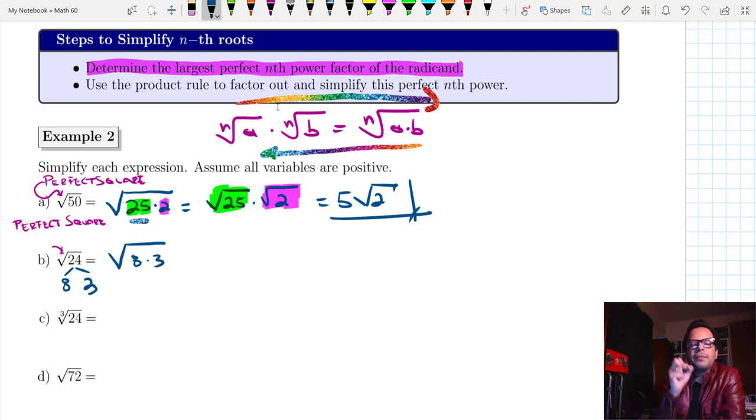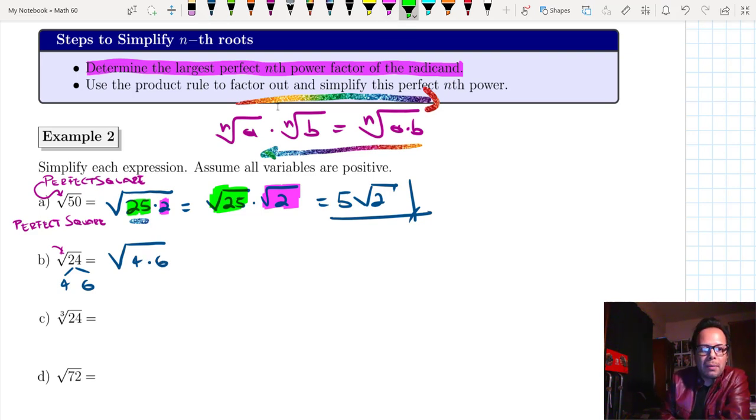8 times 3, right? 8 is not a perfect square, and neither is the number 3. So this is not going to work either. We need to try another way. There is another way to simplify this. How about 4 times 6? And that seems like it's going to work.